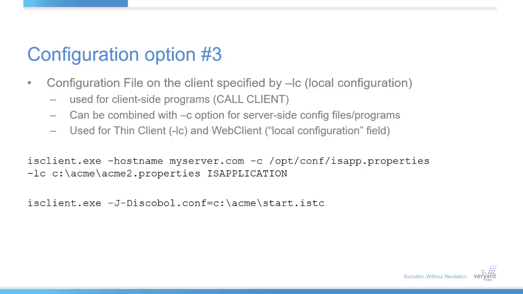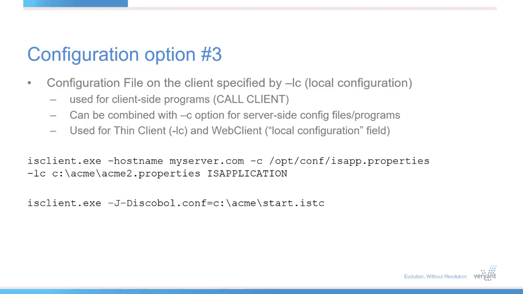In the first example, you may have a program specific to the client called acme2, and the IS application code would do a call client acme2. Now, acme2 would be executed on the client, and it would use the values in acme2.properties that it finds on the client in C acme, but only for the scope of the acme2 program.